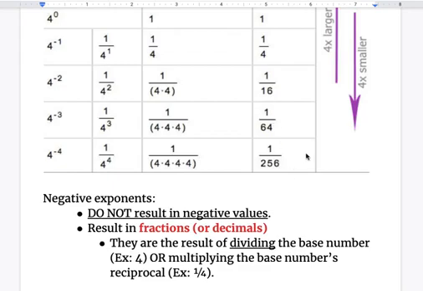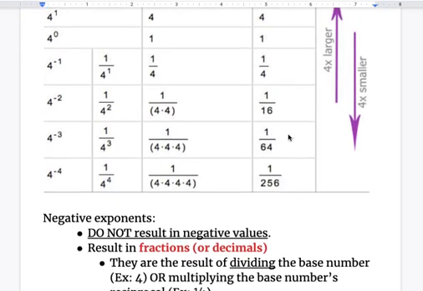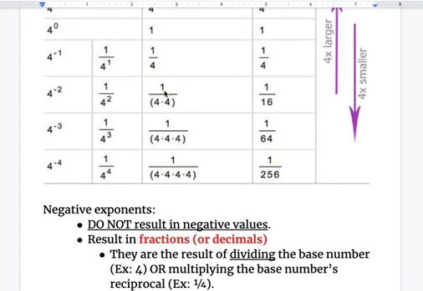You can write it as a fraction, or you can divide the numerator by the denominator to get the decimal. This is because they're the result of dividing by the base number, or you can think about it as multiplying by the base number's reciprocal. So instead of dividing by 4 each time, you can think about it as multiplying that 4 on the bottom, the denominator now. So instead of times 4 times 4 times 4, you're multiplying 1/4 by 1/4 by 1/4 by 1/4.